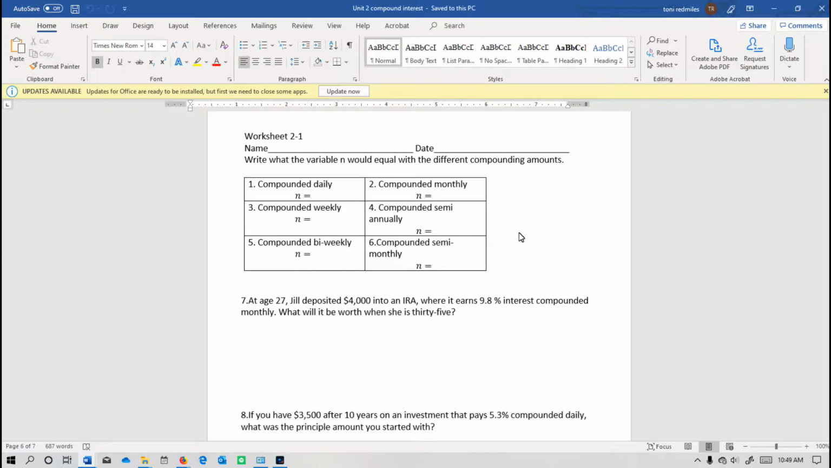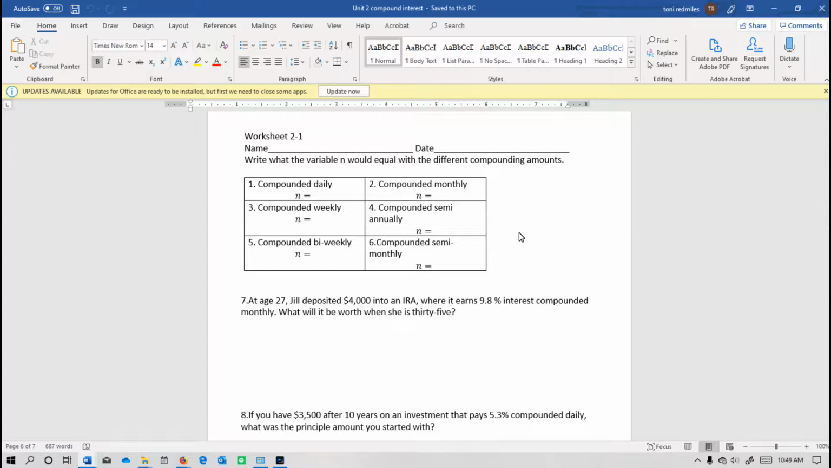All right, this is a video for worksheet 2-1 for experimenting with discovering compound and simple interest. In this one, we are first trying to find the n. So we have to say, how many times is it going to compound when we use this word? The first one says compound daily.